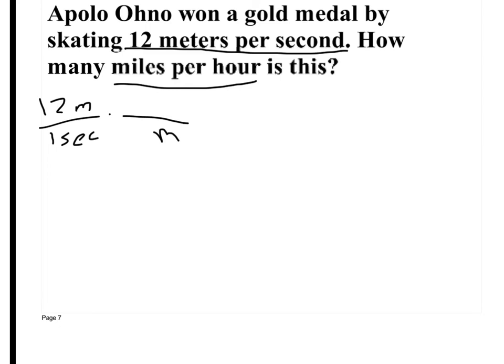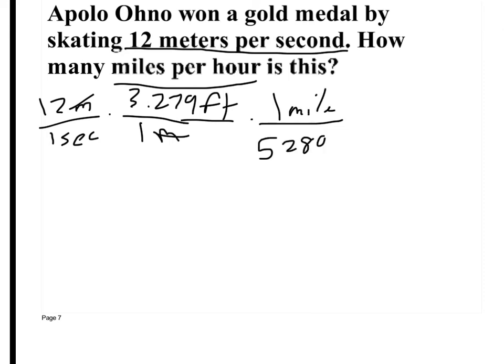I'm going to use the 1 meter is 3.279 feet. Meters would cancel. I'm at feet per second. Is that what I need to go to? No. I'm changing my feet to miles. Do I know how many feet are in a mile? Yes, I do. Look in the back of the book. It tells me that 1 mile is 5,280 feet. So I've got rid of feet. I'm at miles per second. Is that what I want?